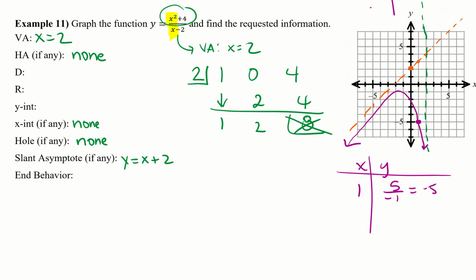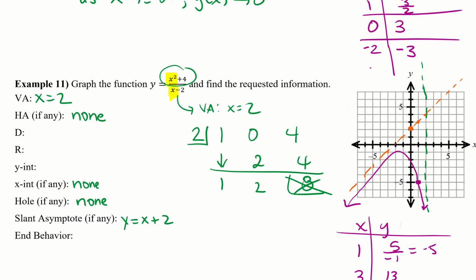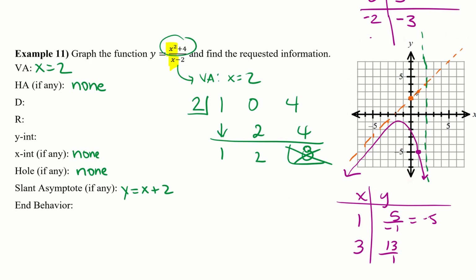Let's see, I want something on the other side of the vertical asymptote, so maybe I'll test x equals 3. I'd end up with 3 squared plus 4 is 13 over 1. So this is all the way at 3, 13, way up here. But I can tell I'm in the top region. So something like that.